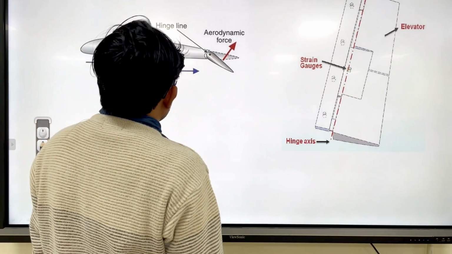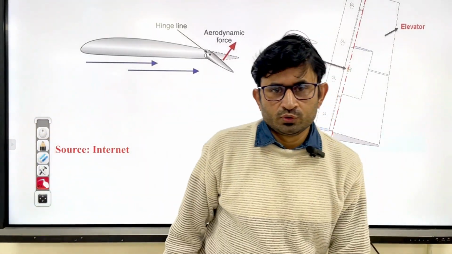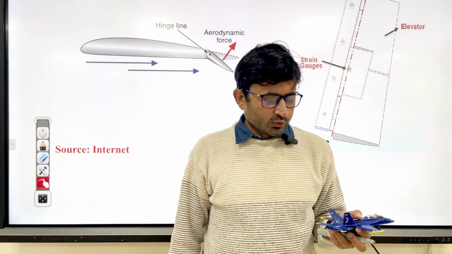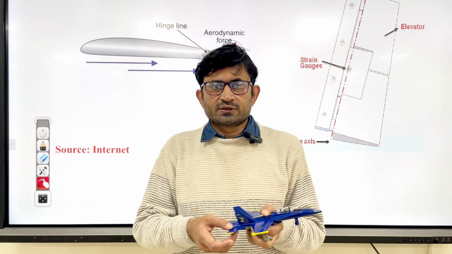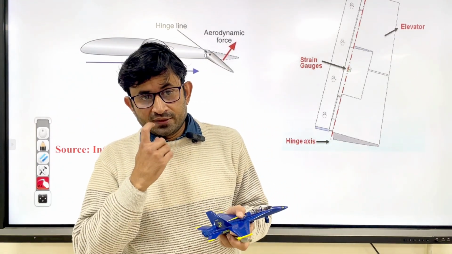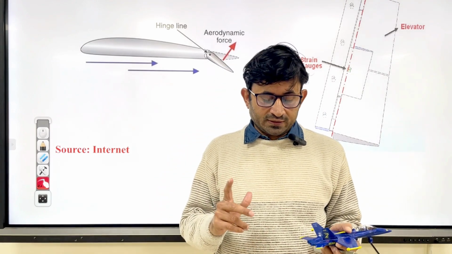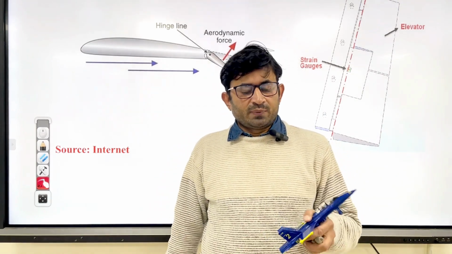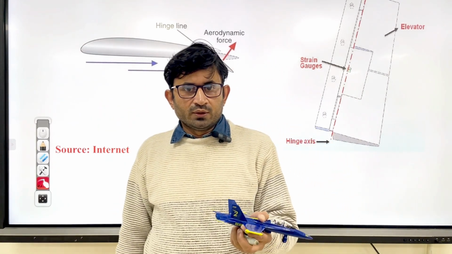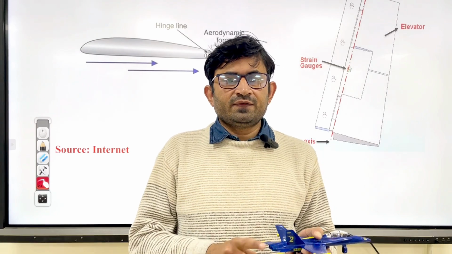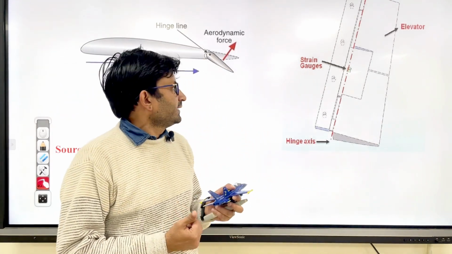Now the next topic is elevator hinge moment. You have already been told that there is a surface attached to the horizontal tail, called the elevator, which is used to control the pitch of the aircraft. When it is deflected up, the plane will try to go up, and when deflected down, the plane will try to go down, by decreasing the lift and increasing the lift at the tail.